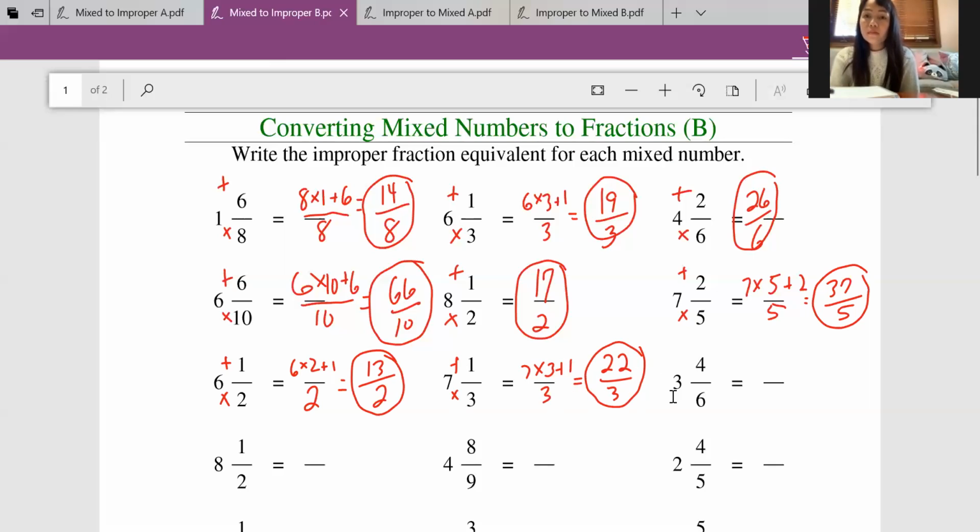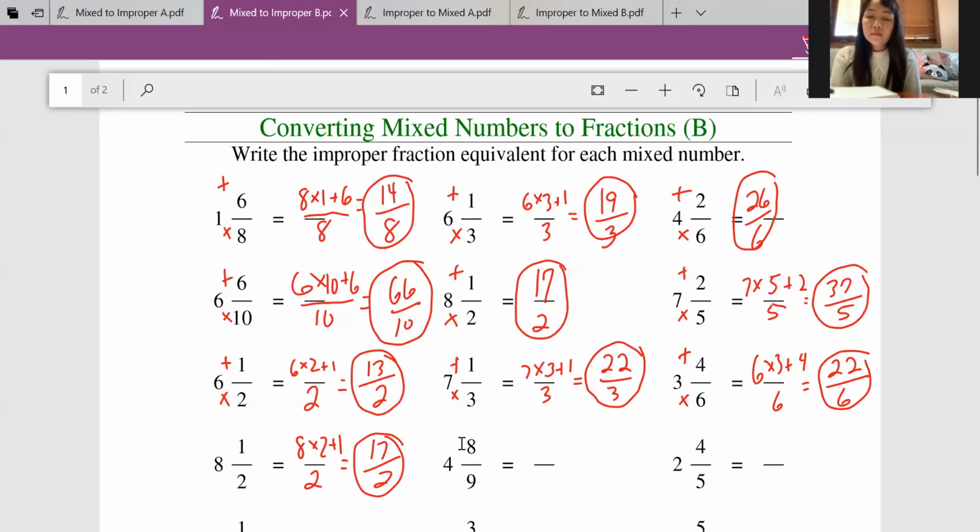Okay, so we have 3 and 4/6, which is the same as 3.66. I multiply 6 times 3, and then I add the numerator. So 6 times 3 plus 4 over 6. I know 6 times 3 is 18, plus 4 is going to be 22 over 6. Here we have 8.50. So that's the same thing, 8 times 2 plus 1. The denominator stays the same, that stays 2. So 8 times 2 is 16 plus 1, that's going to be 17 over 2.